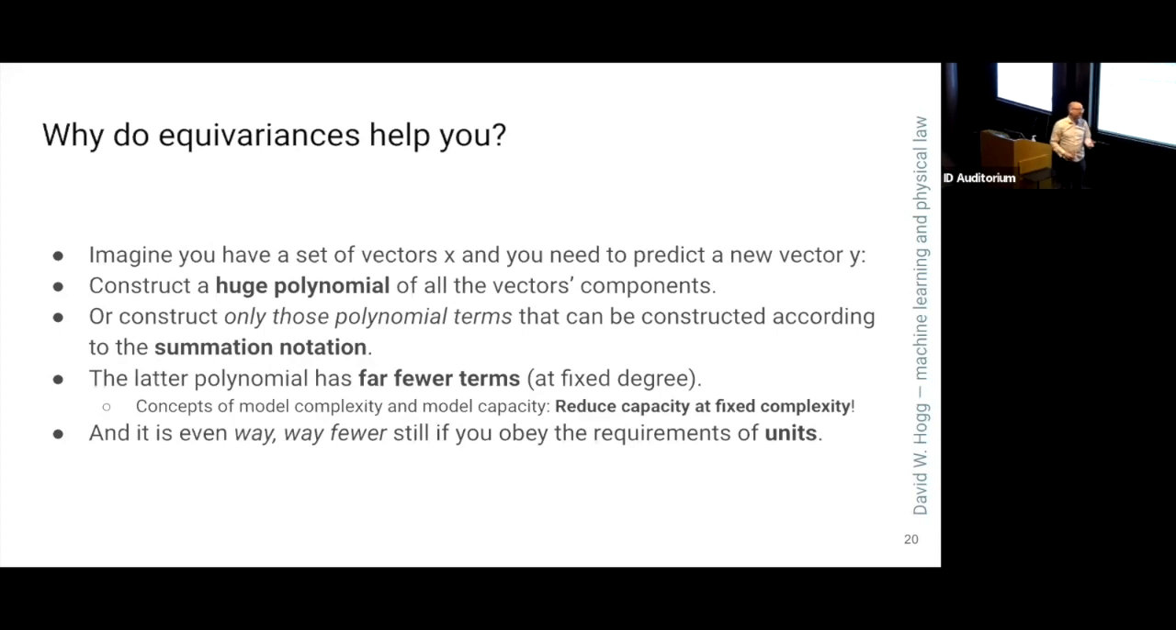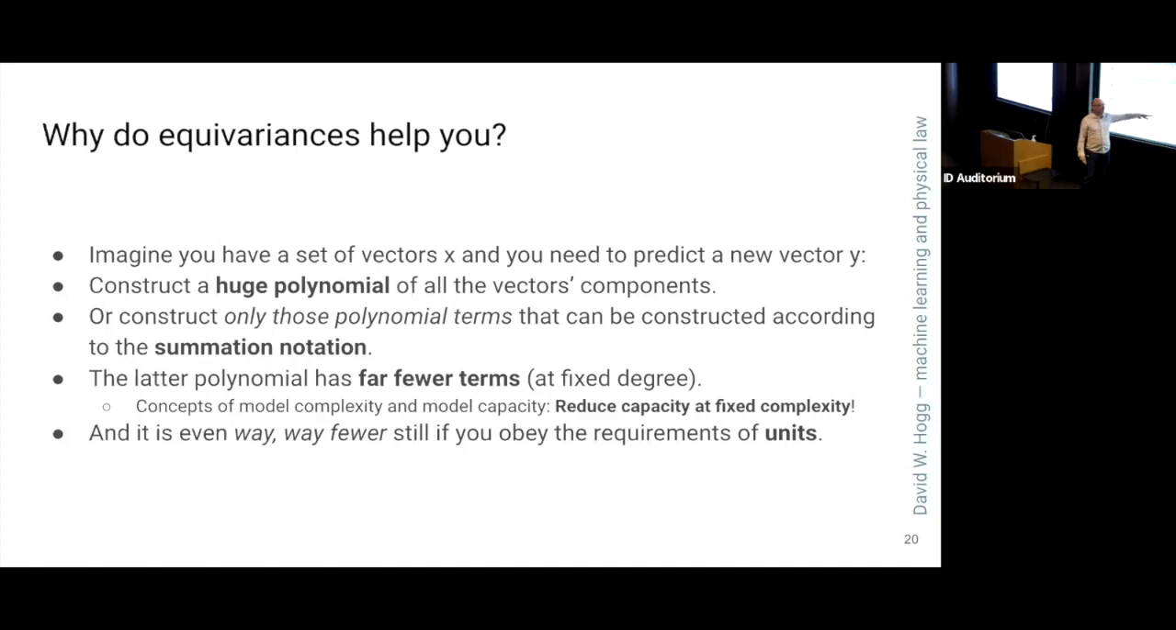And so the way I think about it is it reduces the capacity of your model at fixed complexity. You've just set a whole bunch of parameters to zero. And it's not dissimilar from regularization. If you do big fits with regularization, that tends to zero out or reduce the size of parameters. Here you're just explicitly doing it at the front end: smack, they're all zero.